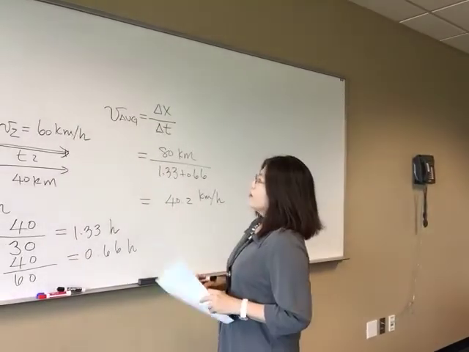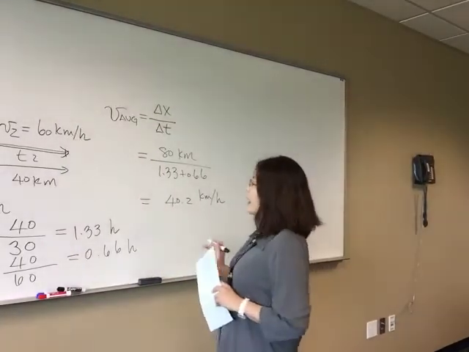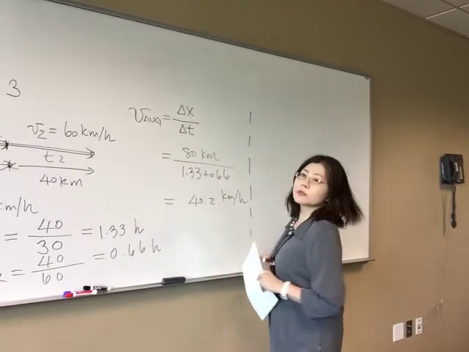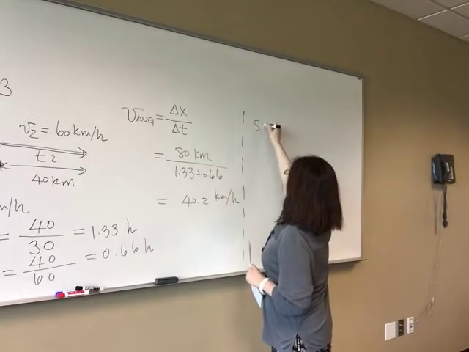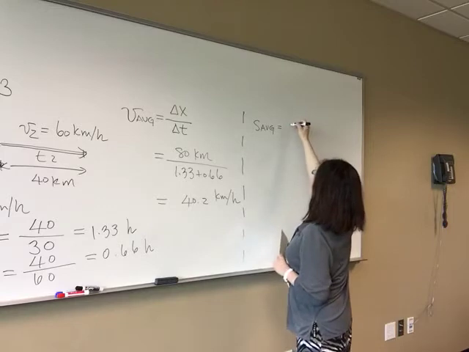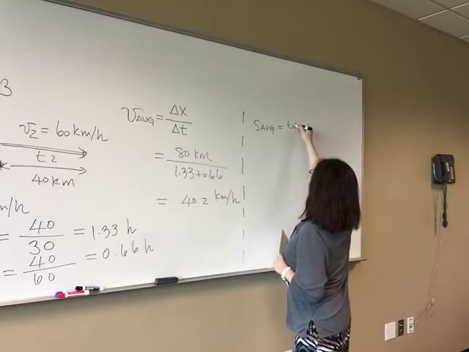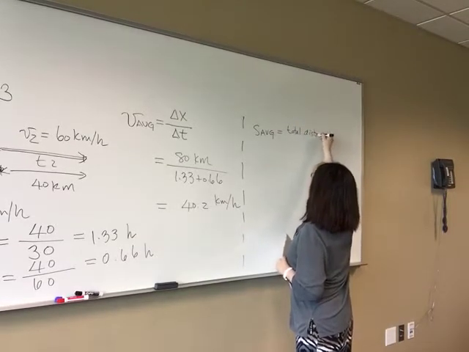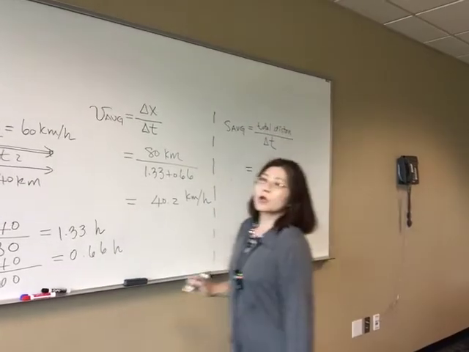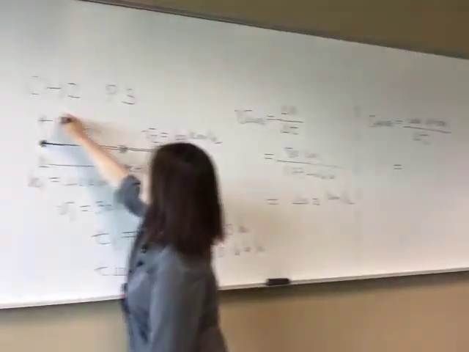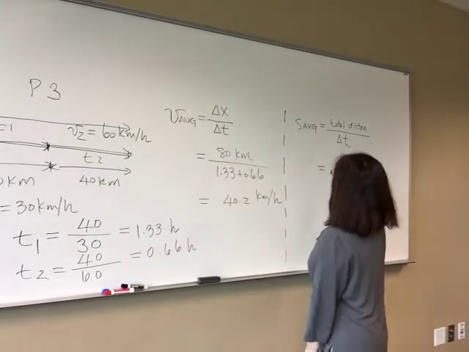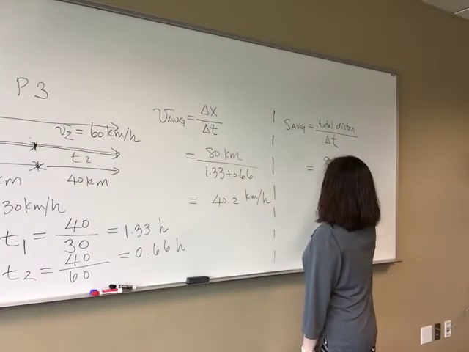Now, what about average speed? The difference between average velocity and average speed is that the average speed is equal to the total distance over the total time. So in this case, the total distance is from this point all the way to that point. So that total distance is the 40 plus 40. So that's your 80 kilometers.